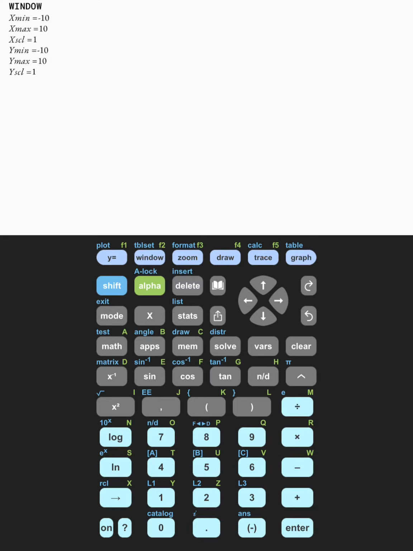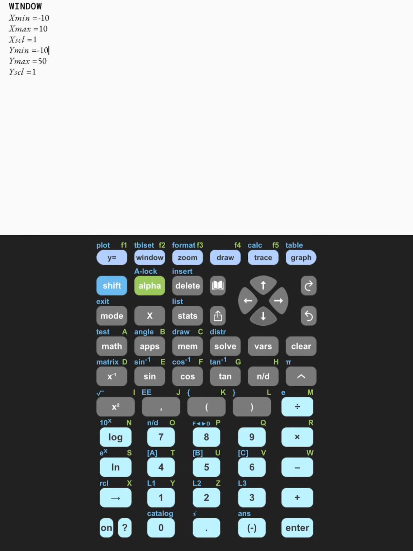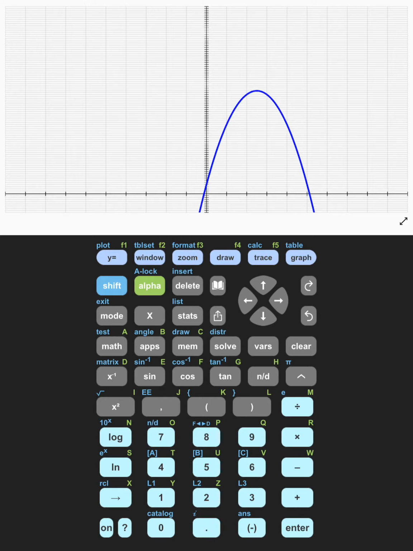So let's go to window, and I want to go to y max, and I'm going to start at 50 and go to graph. Looks better, but still not enough. I didn't go high enough on the y's. So maybe I'll go back, and you could kind of play around with it if you want. I'm going to do 100, and that looks pretty good. So now I can see my whole graph. It certainly does look like a parabola.